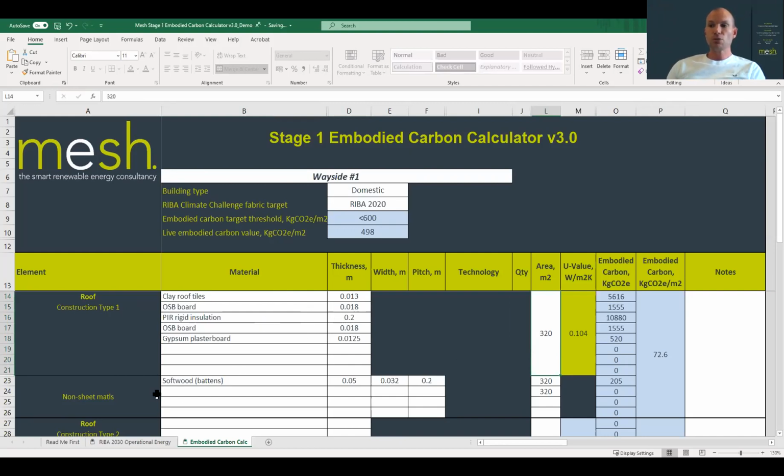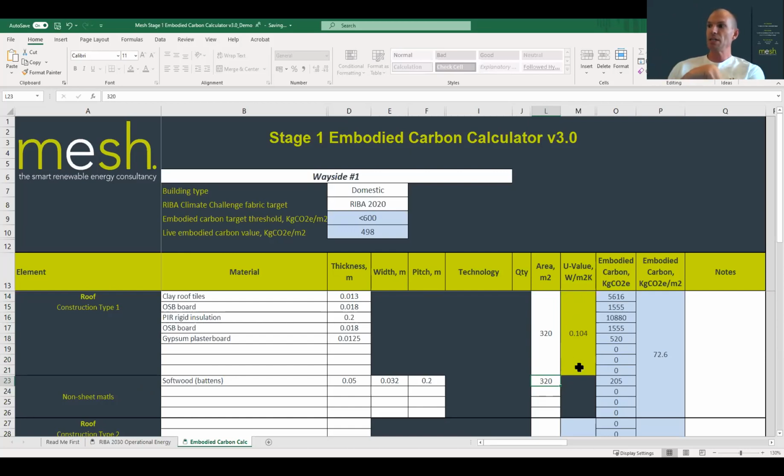In this particular case also, we had some non-sheet material. So we had battens in there, which were holding the tiles onto the roof. Now that's not a sheet element, but the battens themselves have a thickness, they have a width, and they have a pitch. So it auto calculates the volume of that timber. And once you type in the same area, it still covers the same roof area, you get an automatic embodied carbon value. And so when you put in the sheet materials here, it auto calculates the U value for that element, which again is very, very helpful.